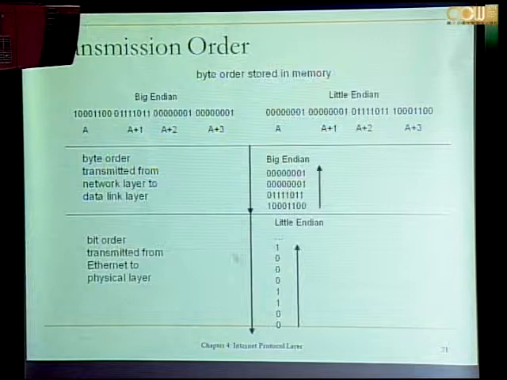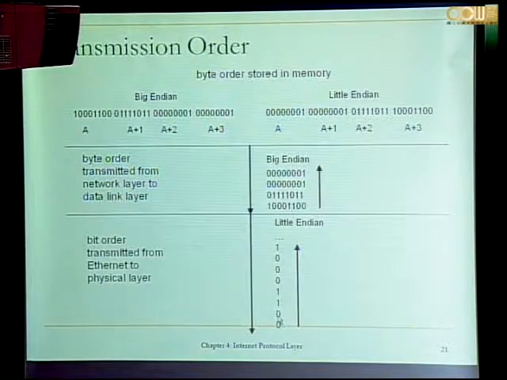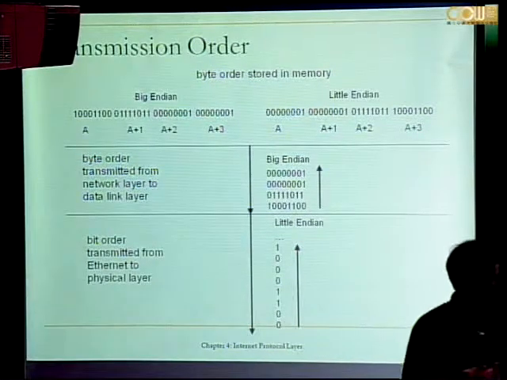How about the bit order? If it's big endian, then you transmit from the high order bit first. But if it's little endian, then you transmit from the low order bit first. And Ethernet is little endian, so you transmit from the low order bit first. We have explained this in chapter 1 or chapter 2.